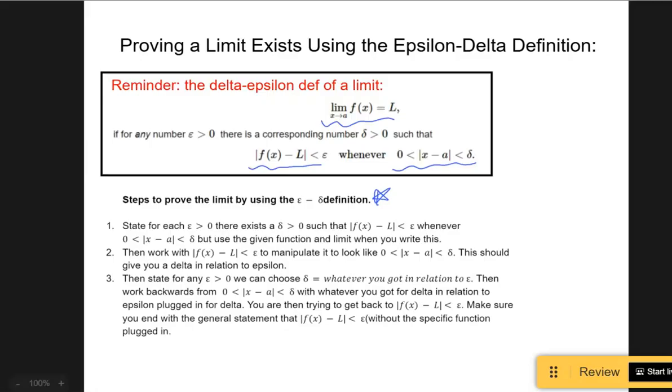And we're going to use the given function limit when we write this. Then we're going to work with the first absolute value inequality and try to manipulate it so it looks like the delta inequality. This will give you a delta relation to epsilon, and then we're going to state our conclusion. We're going to do that with the problem we have in example 4.